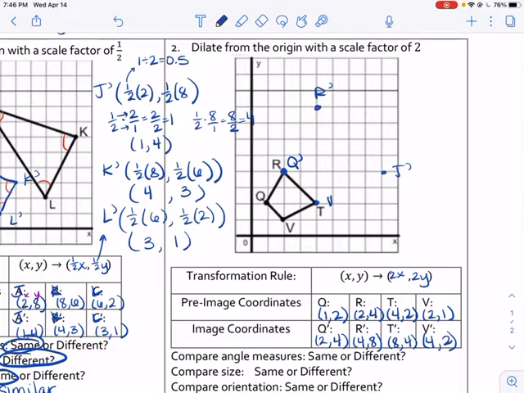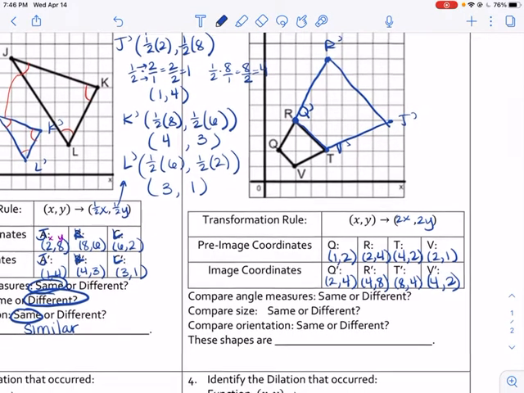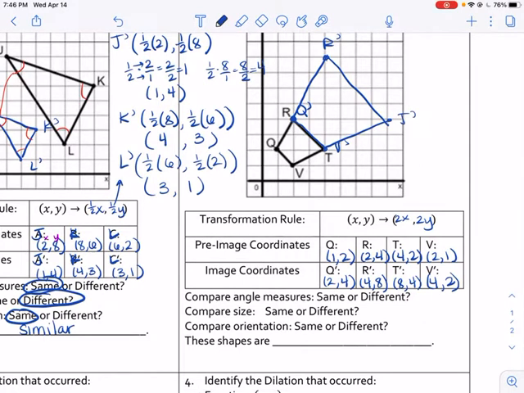This is kind of wacky weird because one of the sides connects onto the original, so that's kind of cool. When we compare the angle measures, they are also the same. The size is different and the orientation is the same. So these are similar. Anytime you do a dilation, you'll end up with similar shapes. They will not be congruent because they're obviously going to be different sizes. And for congruent, they need to be the exact same shape essentially.